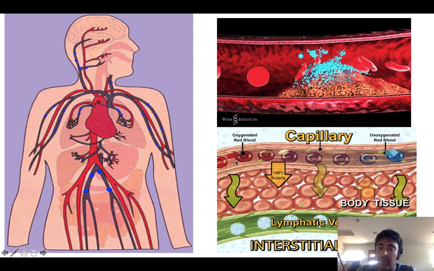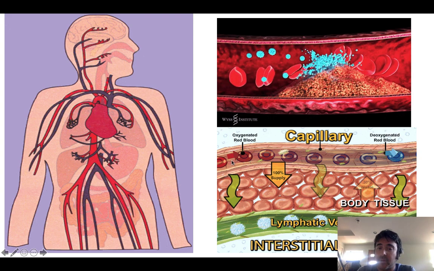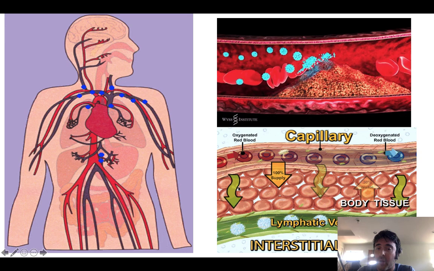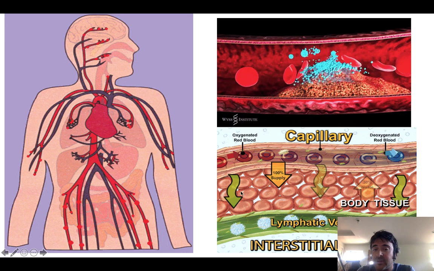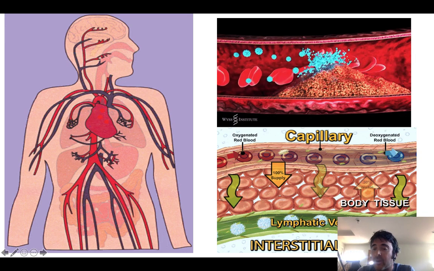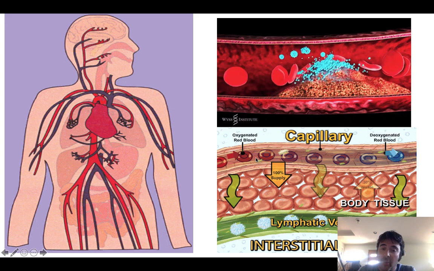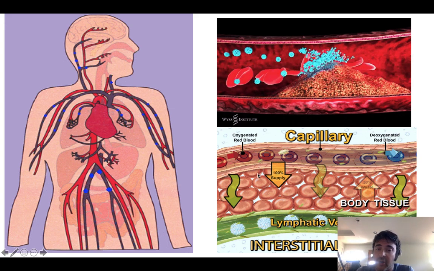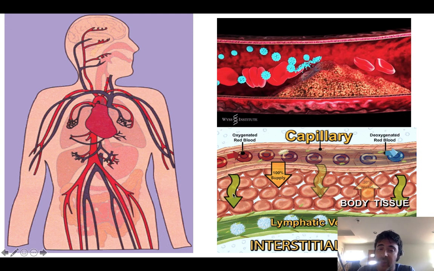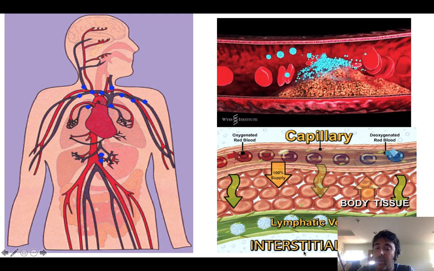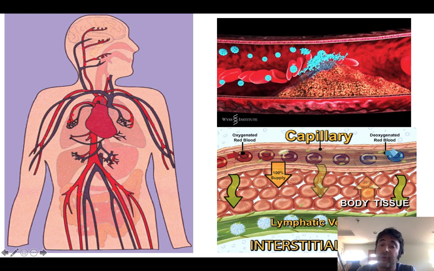Some of the fluid in blood capillaries, specifically the blood plasma, gets pushed across the capillary wall, and it moves into the space surrounding your cells. This space surrounding your cells is called the interstitial space. And the moment that plasma exits the cardiovascular system and enters that space surrounding your cells, it's no longer called blood plasma, it's called interstitial fluid.